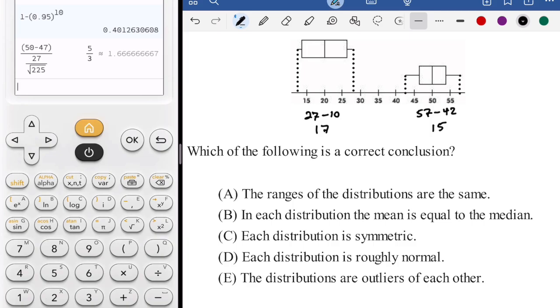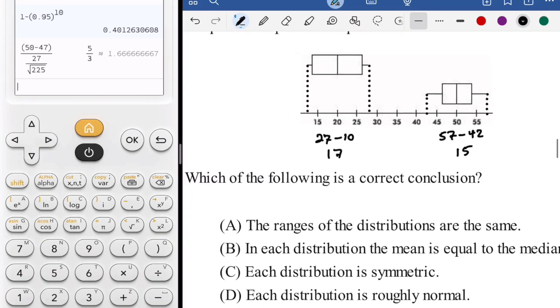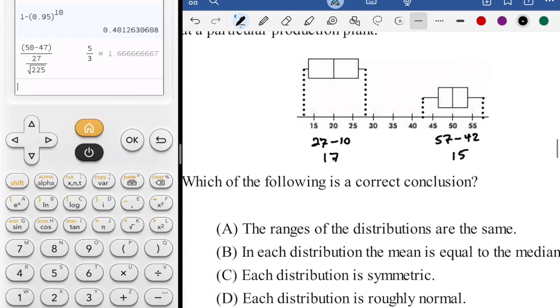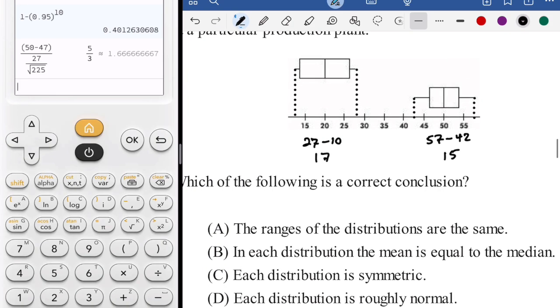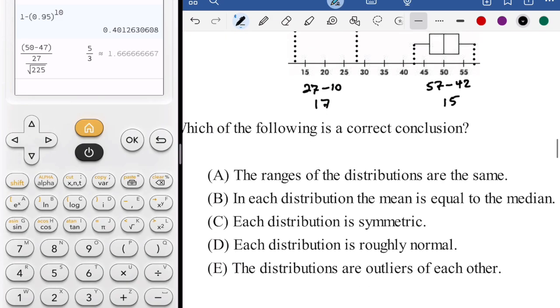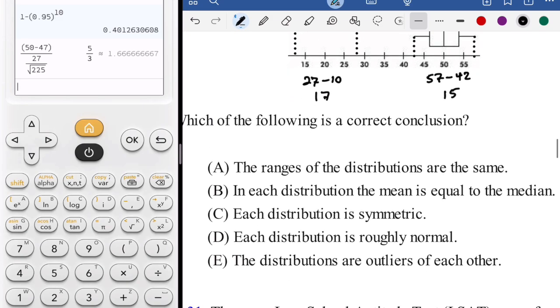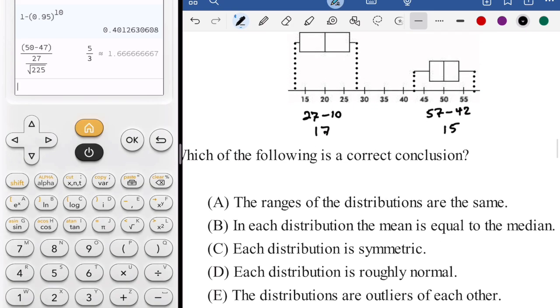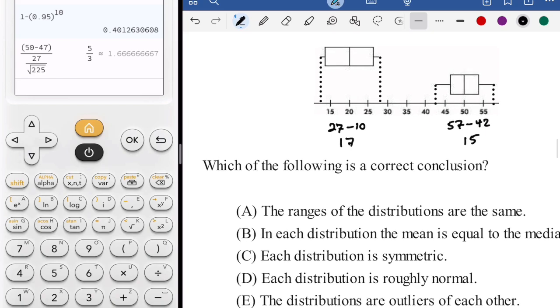The mean is equal to the median. So in each distribution, the mean is equal to the median. It is symmetrical in both cases. Each distribution is symmetric. That's also true. Each distribution is roughly normal. Distributions are outliers of each other. I'm guessing that there's a typo here.